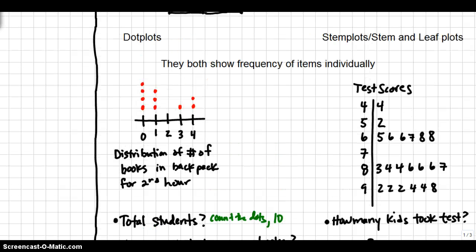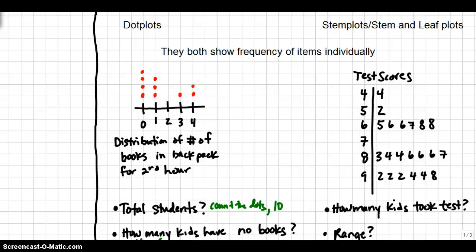Another thing that students may run into in the homework for sets of data is a stem plot, also sometimes referred to as a stem and leaf plot. The numbers that are to the left of the vertical line are called the stems. The numbers to the right are called the leaves. If you put those numbers together as a 2-digit number, you'll have test scores. So the lowest score was a 44, the highest score was a 98, and then there's all these other options. Again, what's nice about this particular arrangement is that it shows the frequency of items individually.